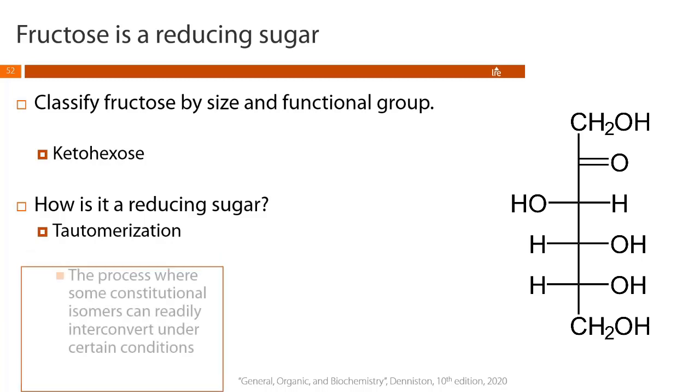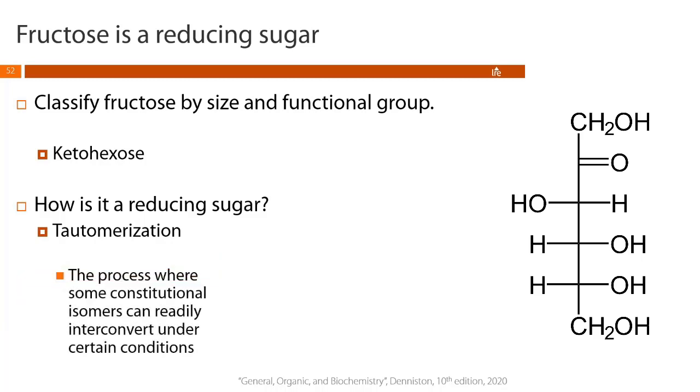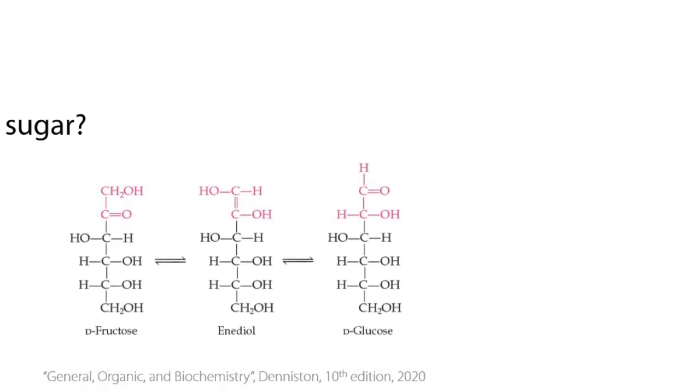Tautomerization is an isomerization process. This is where some constitutional isomers can readily interconvert under certain conditions. Under the basic conditions of the Benedict's test, fructose can undergo what is called an ene-diol reaction. It's called that because it forms this intermediate where you have a carbon-carbon double bond, hence the name ene, where both carbons are attached to hydroxy groups, diol. And just like the enols that we talked about earlier, ene-diols are also unstable, so they're going to convert back into fructose or into glucose.